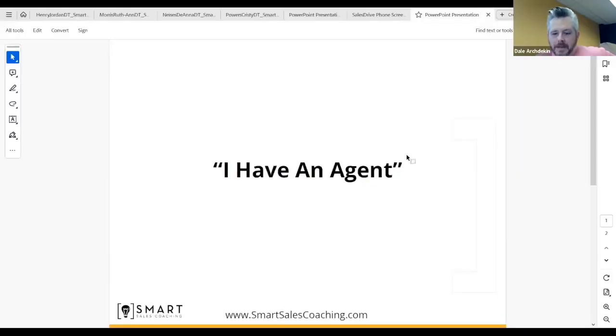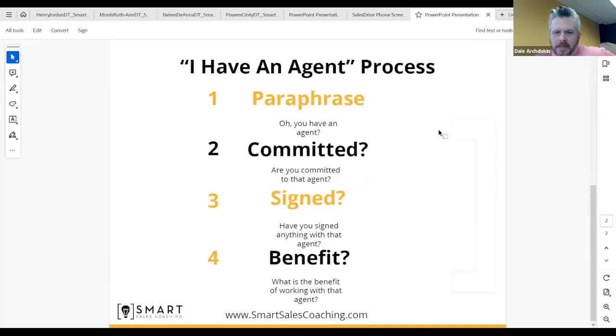Here it is. I have an agent. Very simple 4-step process. And it is paraphrase, committed, signed, benefit. Okay? Doesn't get any easier than that, right? Brittany Villalobos? Yeah, super simple, right? Let me talk you through this. When I say paraphrase, what that means is you basically repeat back what they said and you formulate it in a question. So when you formulate in a question, you go up on the end, right?